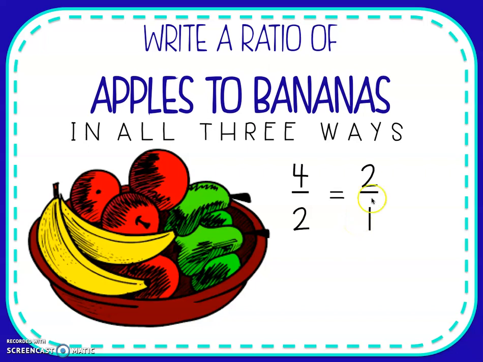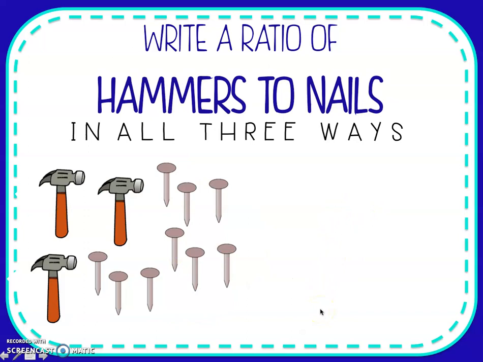So now that we have that written as a fraction, we're going to write it with our words, or with a colon. It's 2 to 1. And with a colon, it just looks like 2 colon 1. Okay, so write it as a fraction first, see if it can be simplified. Then we're going to write it with the words and with a colon. Okay, all right, so let's look at another one.